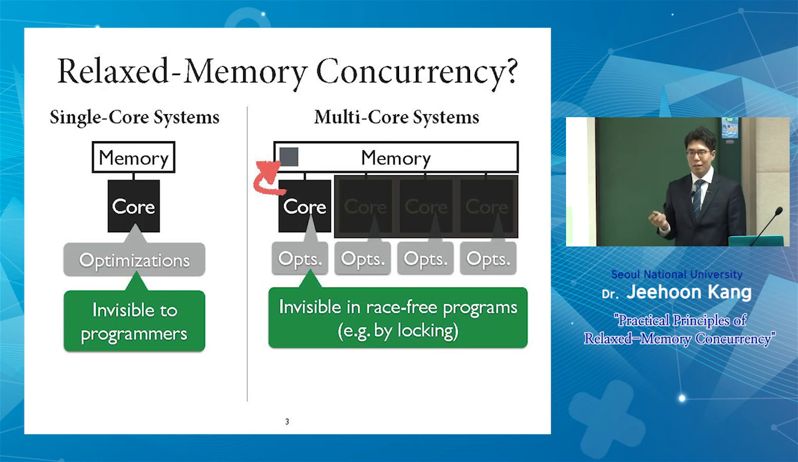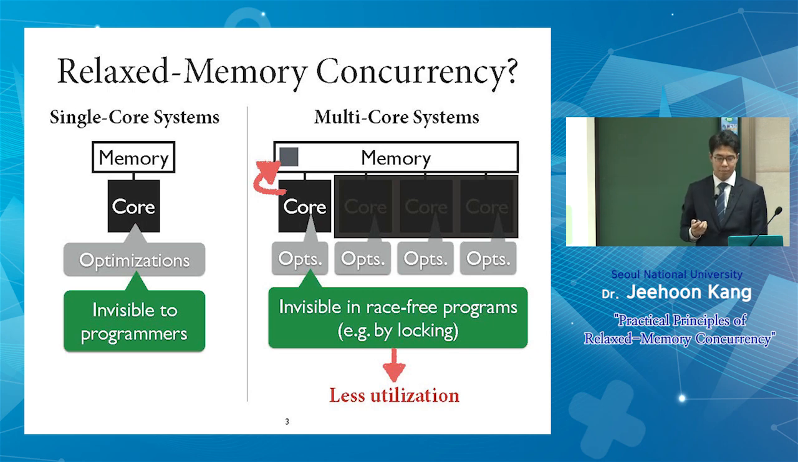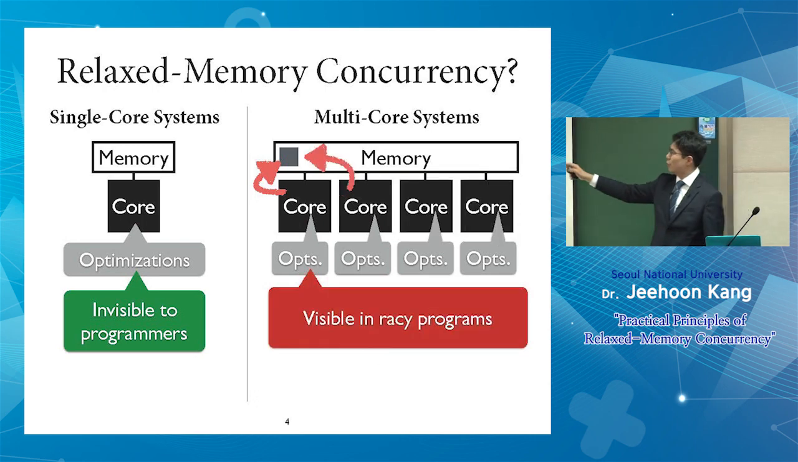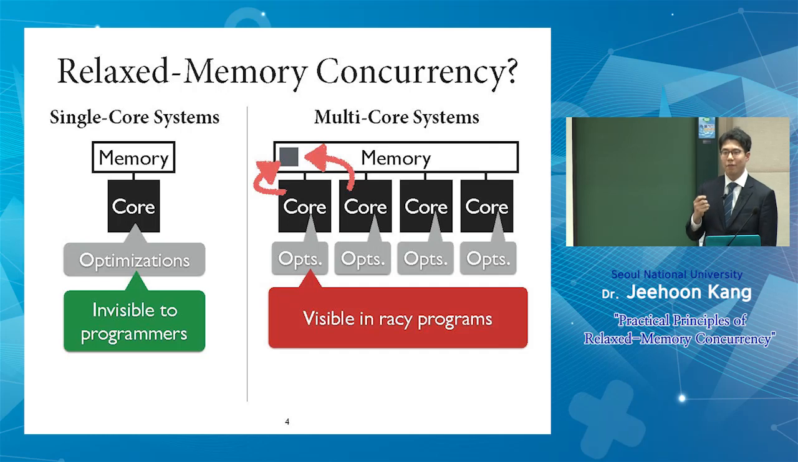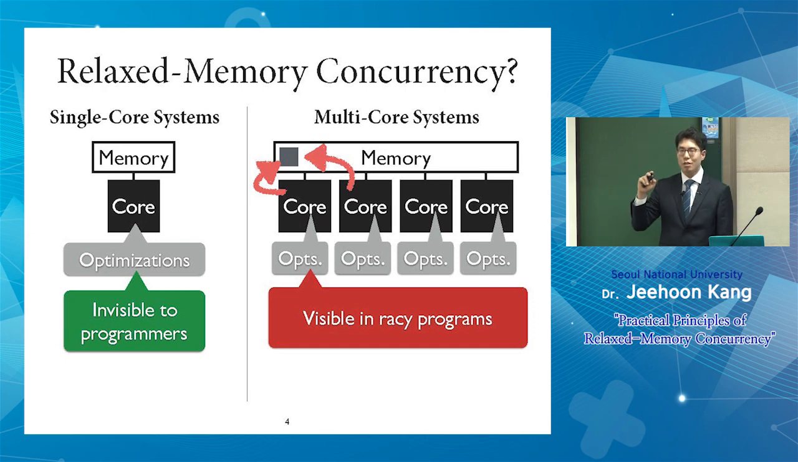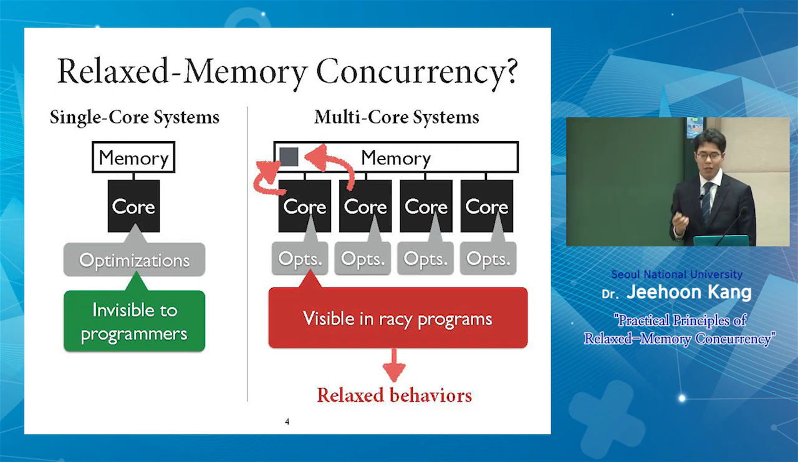But the problem is that this lock may prevent other threads from making any progress, therefore lowering the overall utilization of the cores. So, in high-performance concurrent systems, they usually allow multiple cores to access the same location at the same time. These racy accesses, however, make the effects of these optimizations visible to the programmers. So, programmers are no longer able to assume that the instructions are executed line by line. These additional behaviors are usually called relaxed behaviors, and relaxed memory concurrency is the study of these relaxed behaviors.